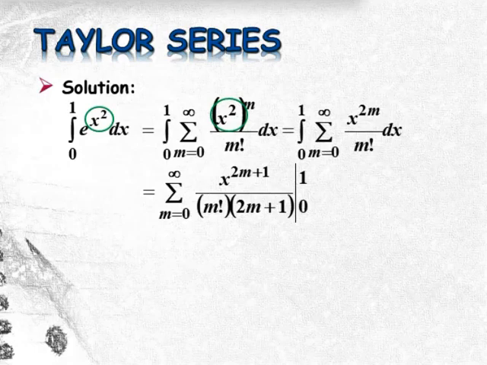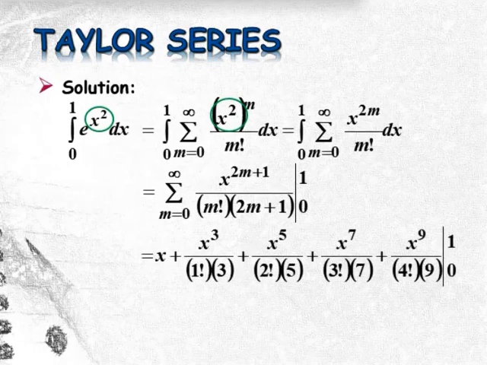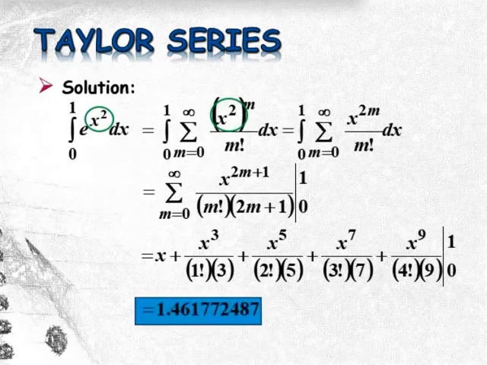But before evaluating, let us write first the sigma notation in addition form using the first 5 terms of the series. That is x plus x cubed over 1 factorial times 3 plus x to the 5th over 2 factorial times 5 plus x to the 7th over 3 factorial times 7 plus x to the 9th over 4 factorial times 9. And then evaluate it from 0 to 1. So evaluating will give us 1.461772487, which is the integral of e to the x squared dx from 0 to 1.